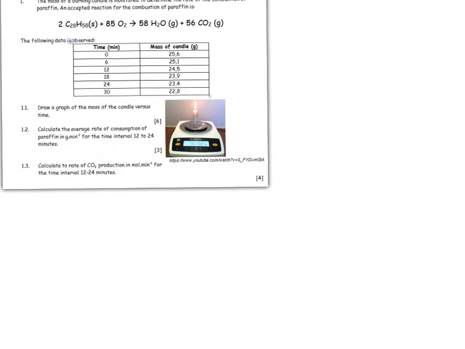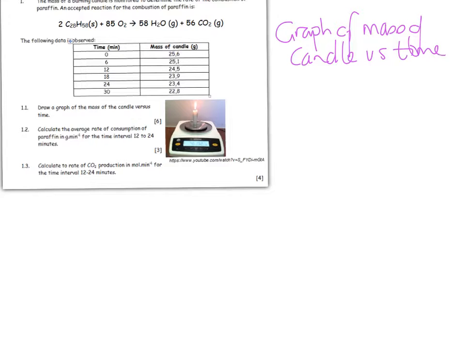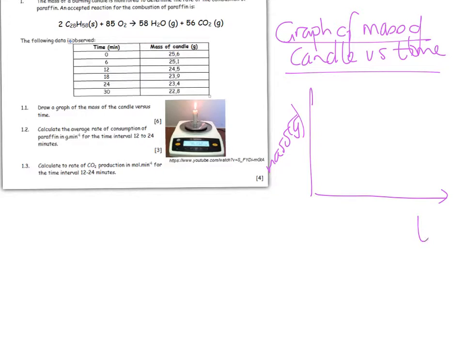you're first going to give a heading: graph of mass of candle versus time. Then you're going to put the mass on the y-axis, and you're going to give it a unit, grams, and you're going to put a time.